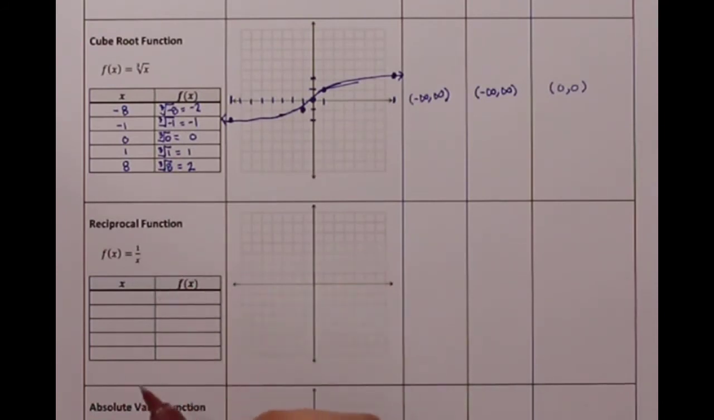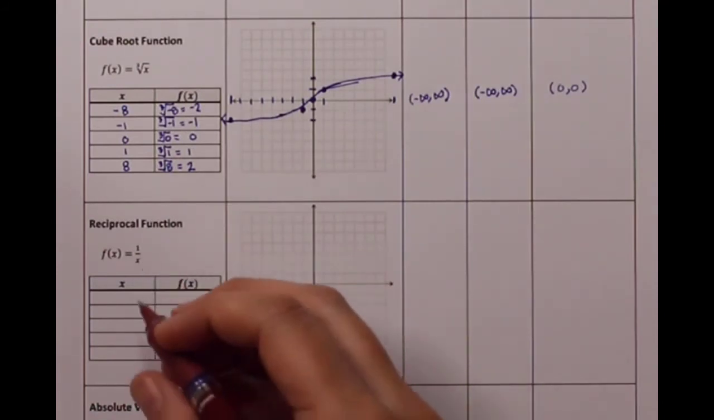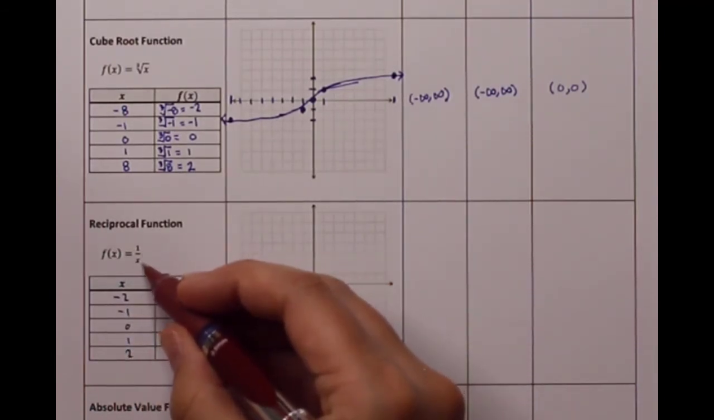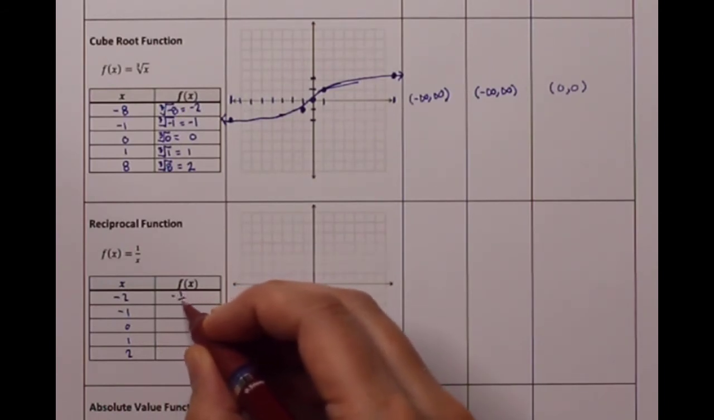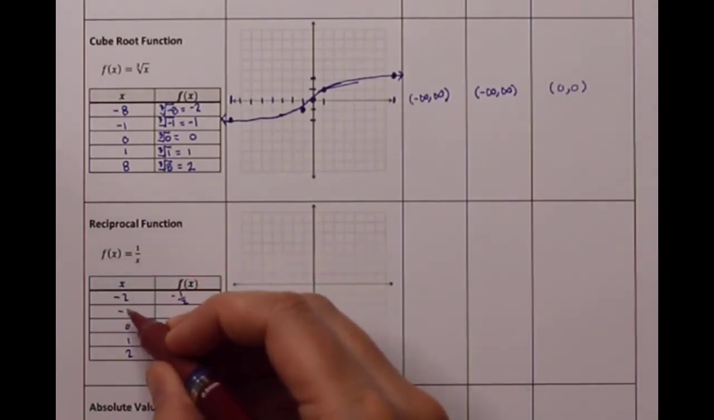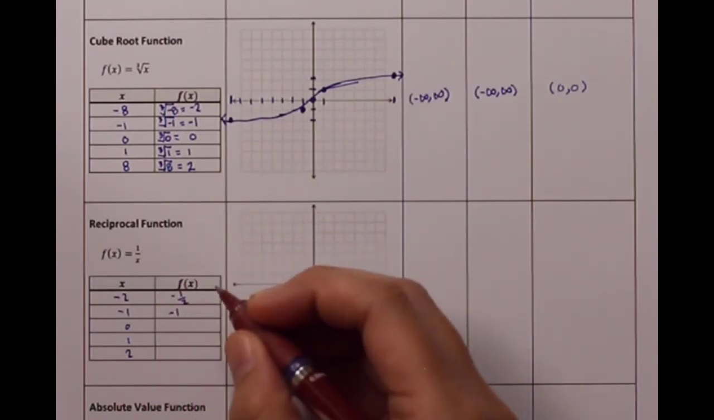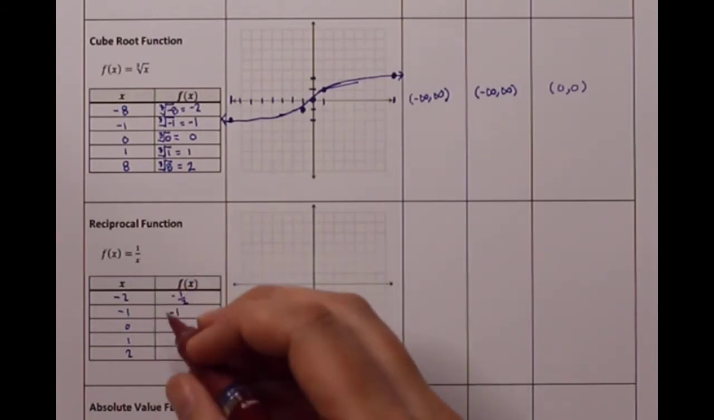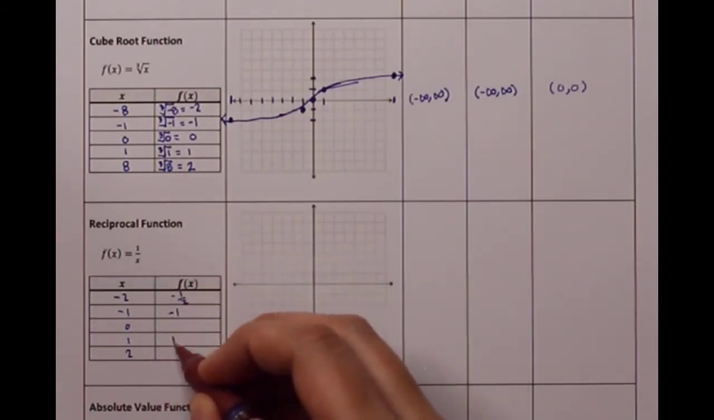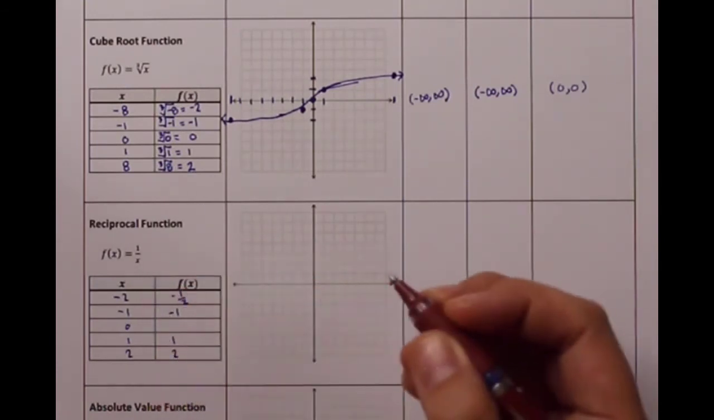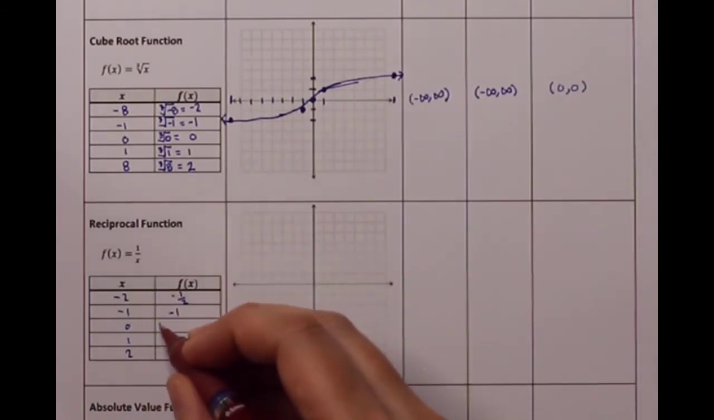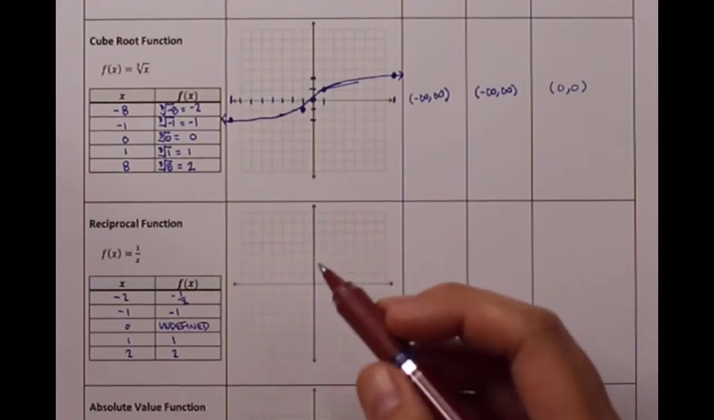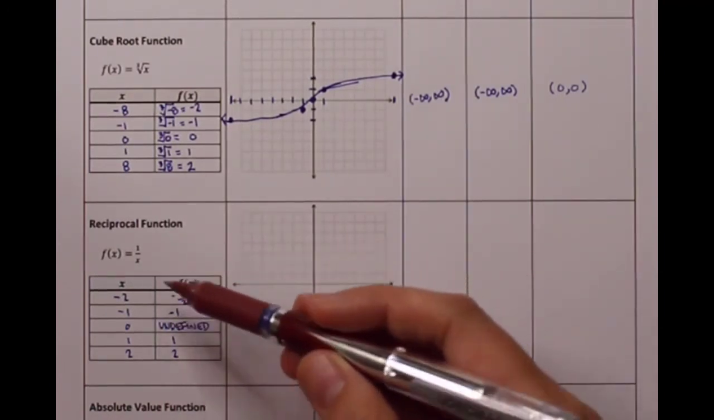Alright, next is our reciprocal function, 1 over x. And so I'm just going to pick -2, -1, 0, 1, and 2, and then plug those in our denominator. So this is -1/2. Then -1, or 1 over -1 is just -1. 1 over 0, let's leave that one off for a second. 1 over 1 is 1. 1 over 2 is 1/2. Okay, so 1 over 0 is actually considered undefined. You cannot divide by 0.